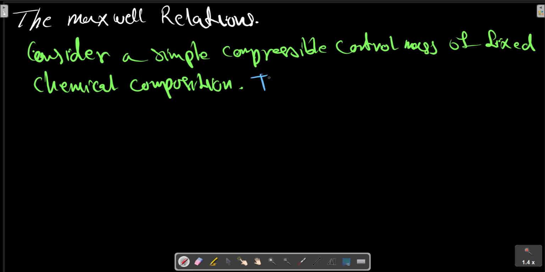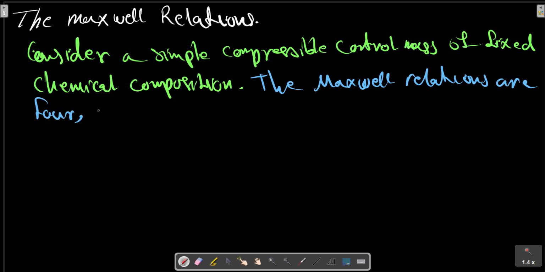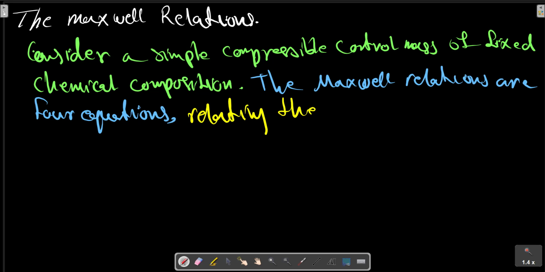Let me write with the uppercase: the Maxwell relations are four equations relating the properties P, V, T, and S.